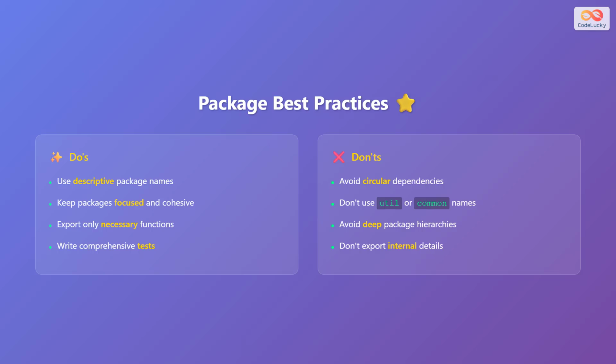Avoid circular dependencies between packages, as they can lead to build issues. Don't use generic names like util or common for packages. Instead, opt for more specific names. Avoid deep package hierarchies, as they can make code harder to navigate. Finally, don't export internal implementation details. Keep them private to the package.